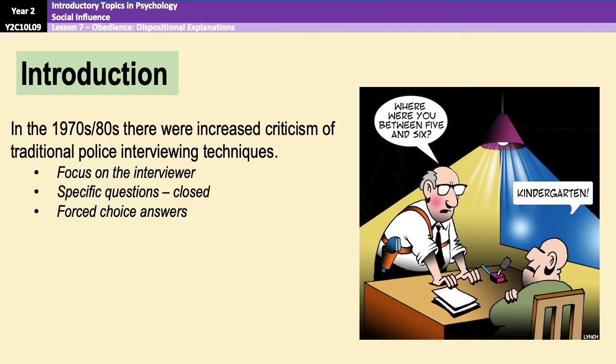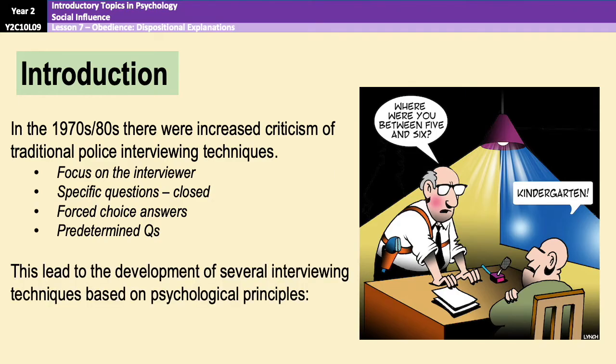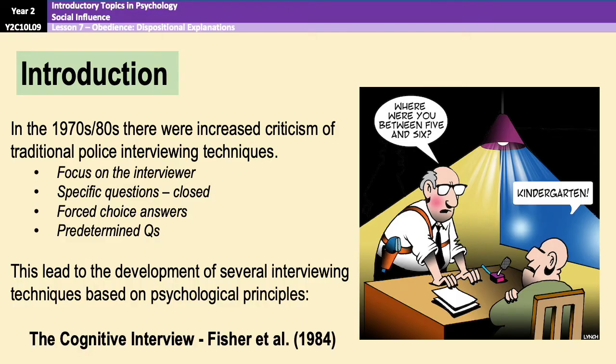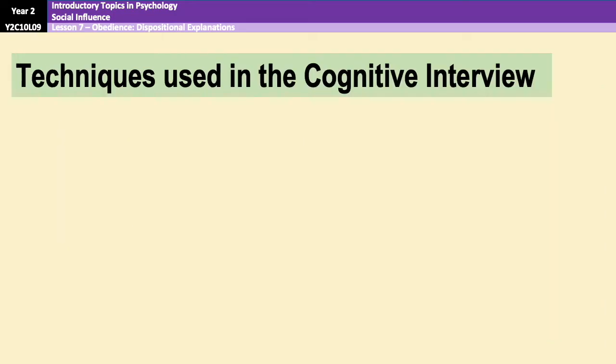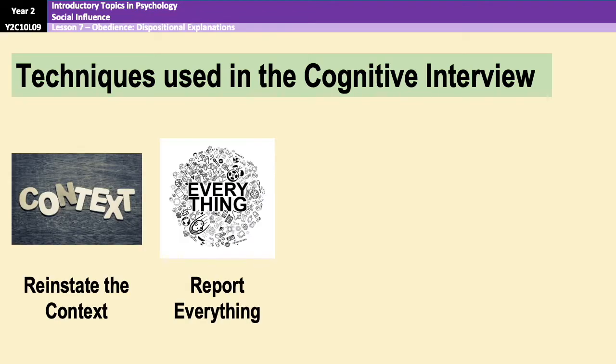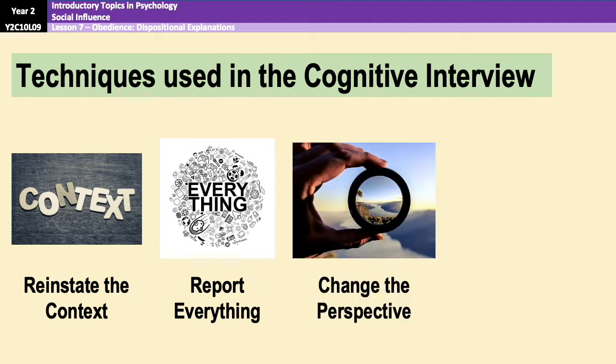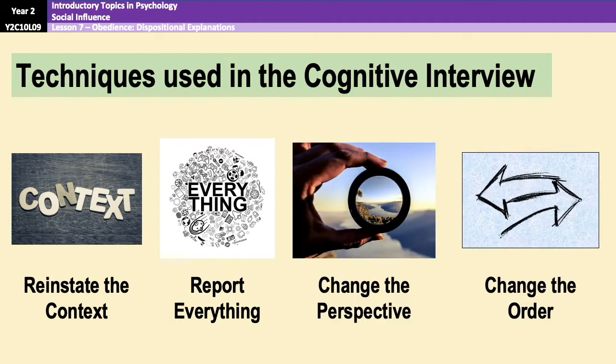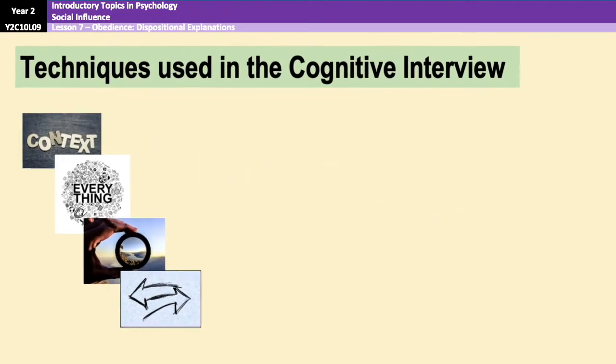Such practices often tend to increase the amount of inaccurate information collected in an interview, and because of that, Fisher et al. pioneered the development of several interviewing techniques that were all based on psychological principles. Collectively, those techniques became known as the cognitive interview. The techniques used in the cognitive interview are reinstate the context, report everything, change the perspective, and change the order. We're now going to have a little look at what those techniques involve.